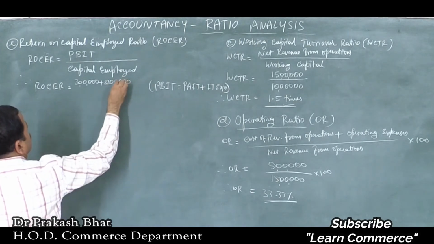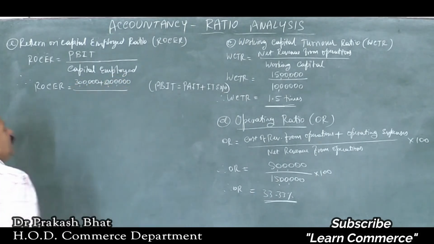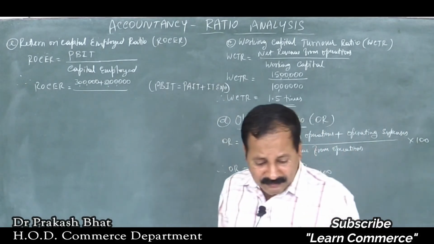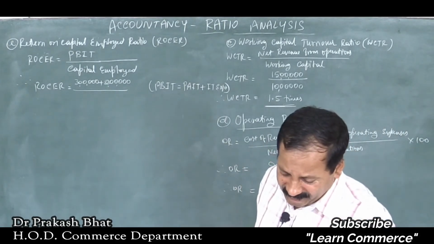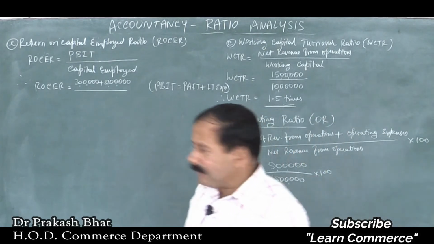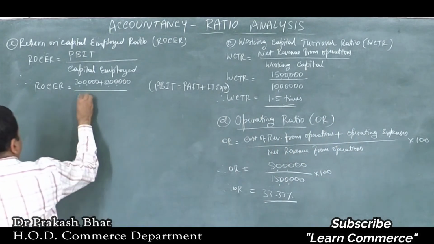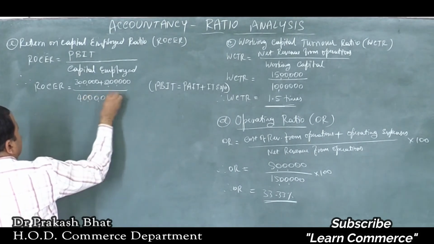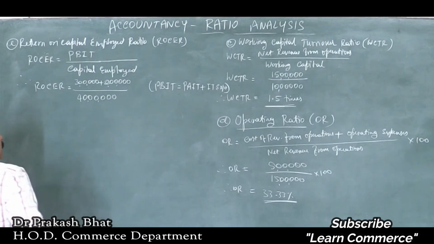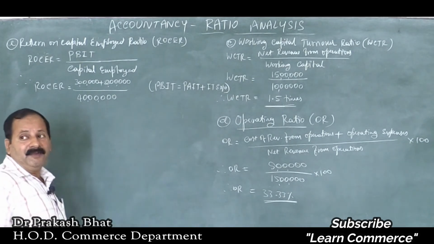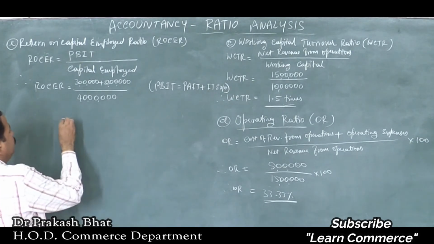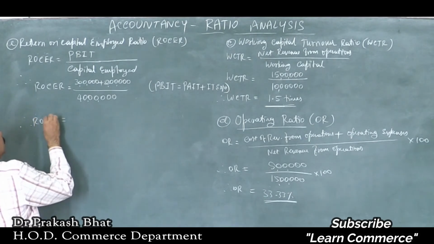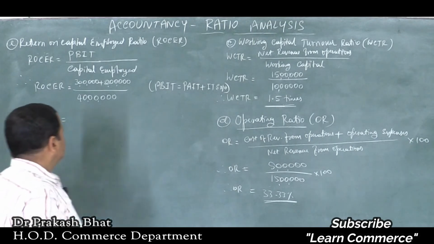divided by capital employed. Capital employed, that is how much? 40 lakh. Am I correct? How will you calculate? It's given in the problem, 40 lakh. Otherwise, what you have to do is take shareholders' funds and long-term liabilities together, then that is capital employed. Therefore, ROCE is equal to how much?